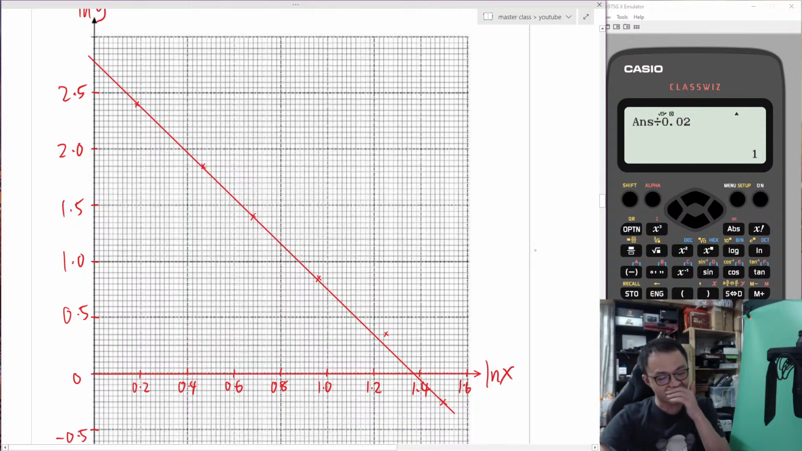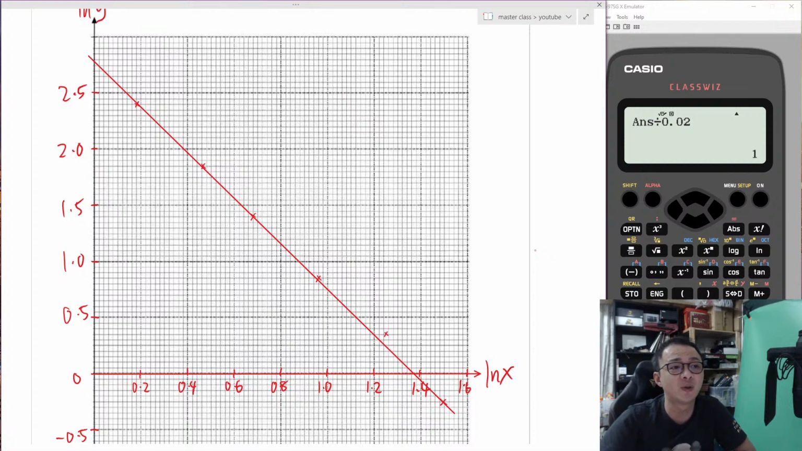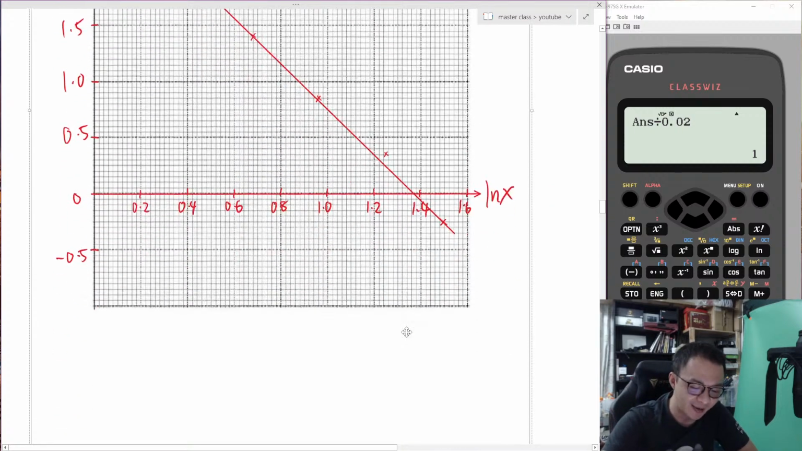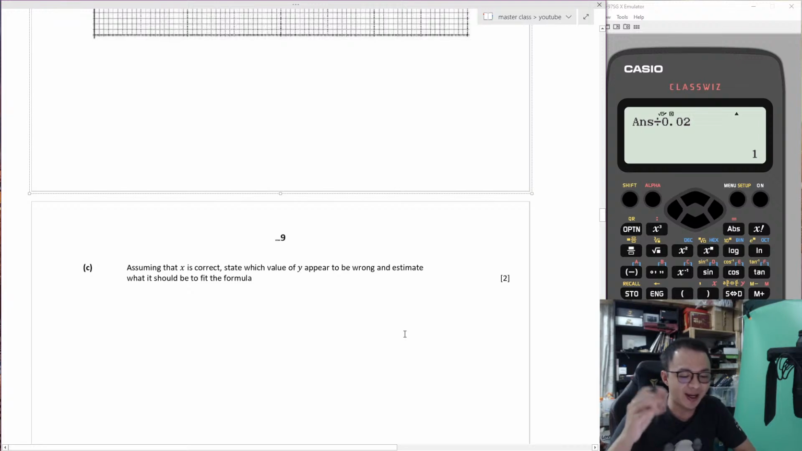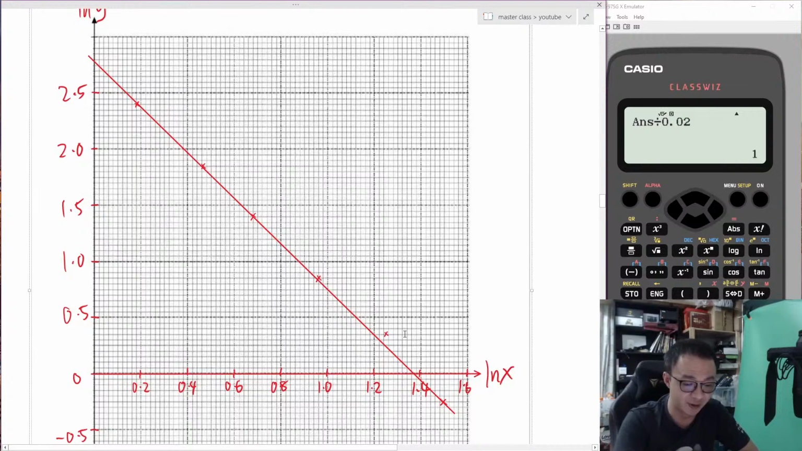Okay, my drawing is not so perfect, but you definitely can see we have one reading which is actually quite off here. So which is this coordinate. Because at the next part, they actually ask, assume the x is correct, state which value of y appears to be wrong, and estimate. So I will just assume this coordinate is wrong. Since the x value is correct, so 1.24 should be somewhere here.